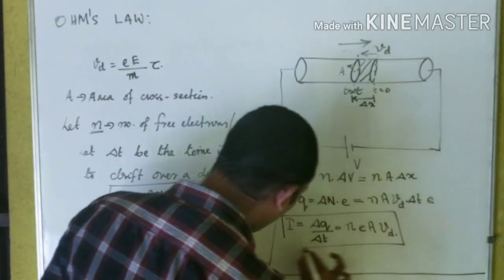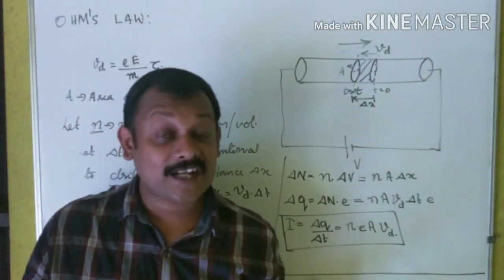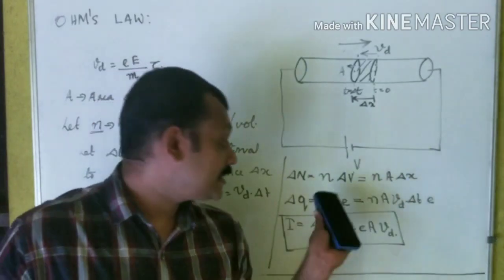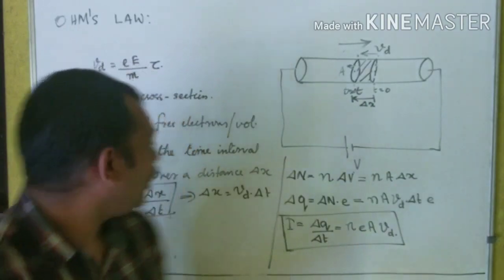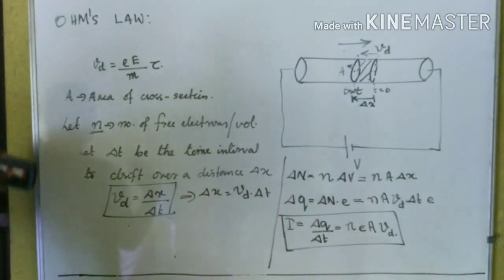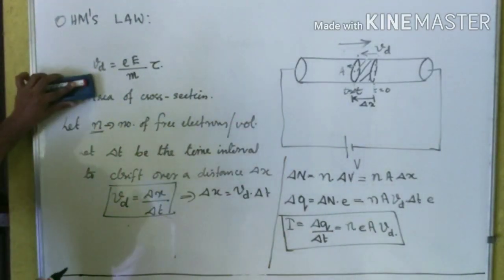So this is a very important equation from the board exam point of view. The expression for electric current is I equal to n e A Vd, a very, very important equation. Okay, now we will continue. So it is clear to you. Now I am just wiping it off.